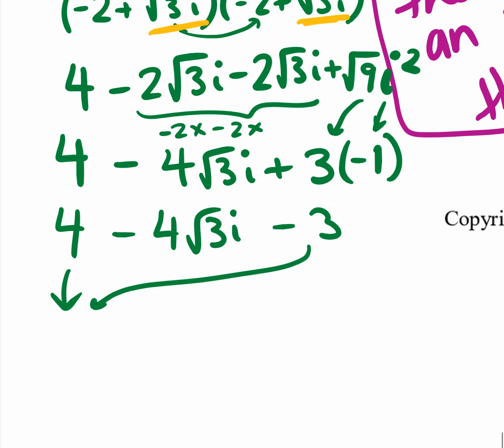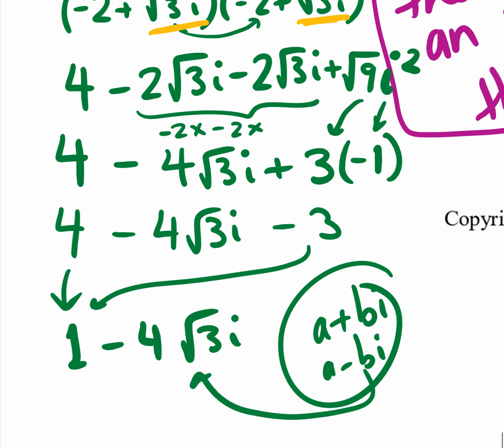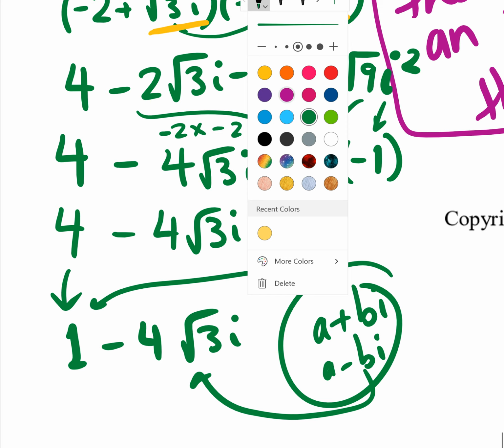Now we have some like terms. 4 and -3 make 1. And then I'll just write the minus 4 root 3i. And technically this isn't the right form, a plus bi or a minus bi. It's just that the b portion, b is complicated. It's 4 minus 3i.